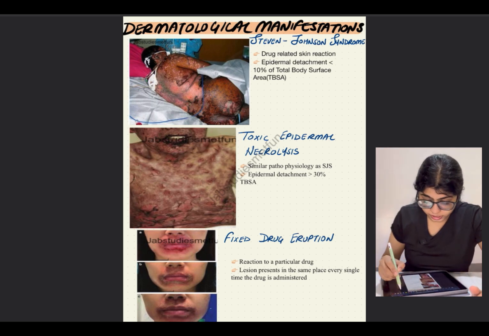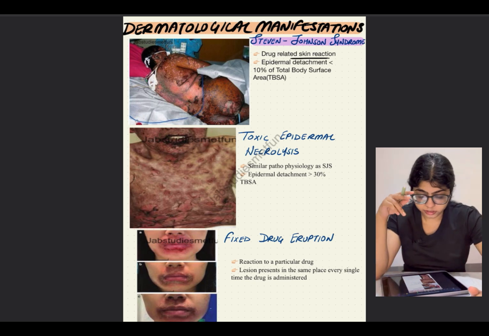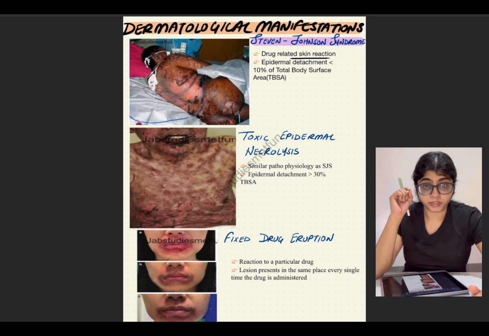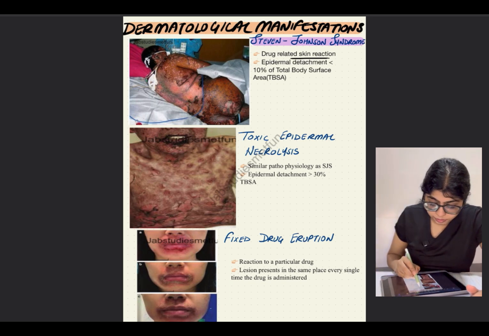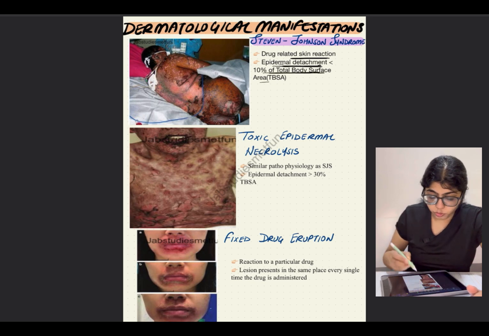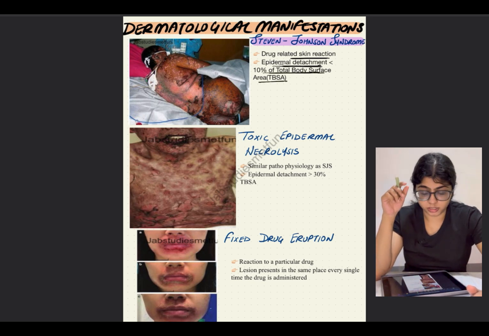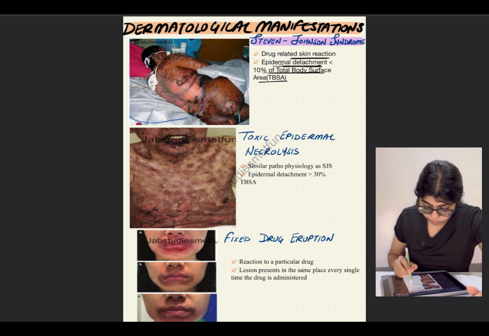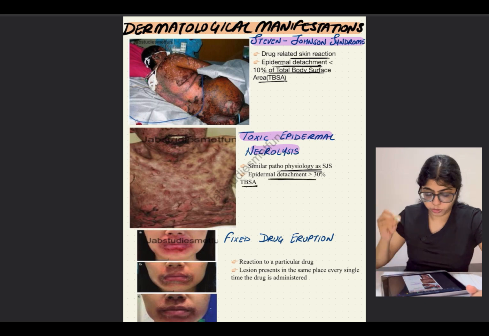The first one is Stevens-Johnson syndrome. It is a drug-related skin reaction, and there is a slight difference between Stevens-Johnson syndrome and toxic epidermal necrolysis, and that is that the epidermal detachment will be less than or equal to 10% of total body surface area in Stevens-Johnson syndrome. However, in toxic epidermal necrolysis, it has a similar pathophysiology as SJS, but the epidermal detachment will be more than 30% of total body surface area.